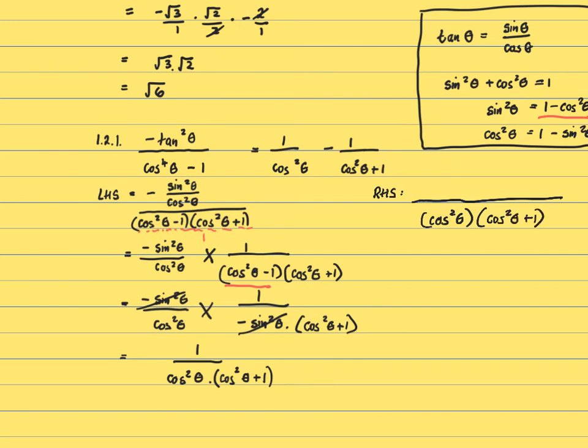Remember, everybody's got to go into it. So if I divide the first fraction into there, I'm left with cos squared theta plus 1 minus, I divide the second one into there, I'm left with cos squared theta, and if I simplify that, I get 1 over cos squared theta times cos squared theta plus 1, and lo and behold, what do I see? Therefore, my left-hand side is equal to my right-hand side. And I have proved the identity.